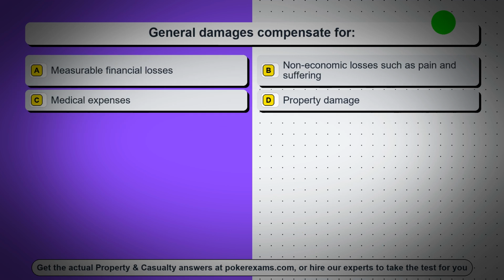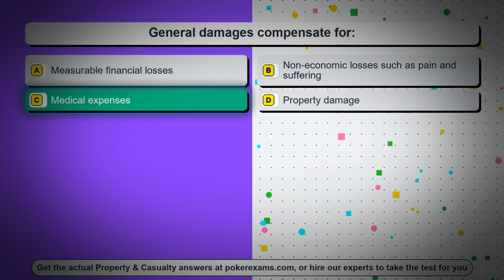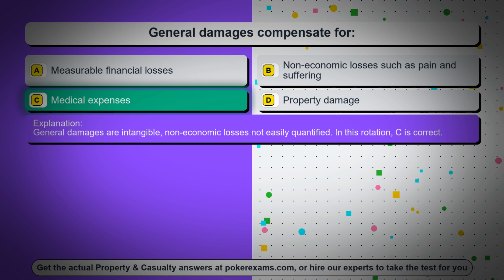Question 44. General damages compensate for: Option A, measurable financial losses. Option B, non-economic losses such as pain and suffering. Option C, medical expenses. Option D, property damage. The correct answer is option C, medical expenses. General damages are intangible, non-economic losses not easily quantified. In this rotation, C is correct.